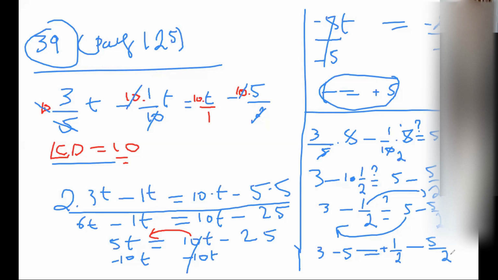Now these are easier to add because they're similar terms. Start with this 3. Take away 5 is negative 2.